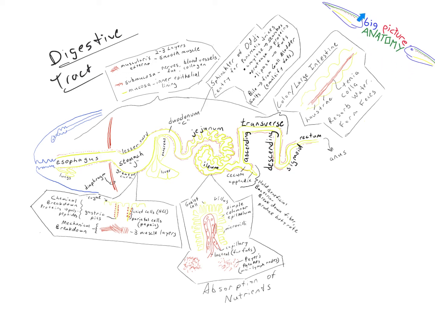This is big picture anatomy with a quick look at the digestive tract and the organs that make it up and their role in digesting our food. Now, what we've got here is a highly schematic sagittal view of that inner tube going down the inside part of the body, forming all the organs of the digestive tract.